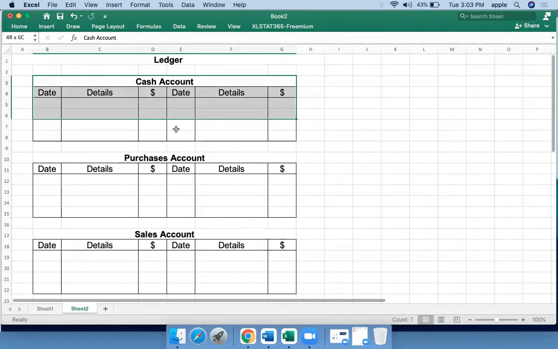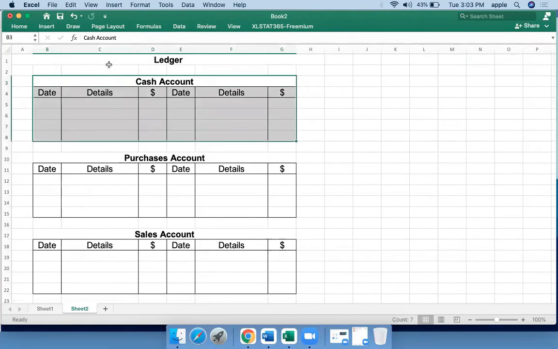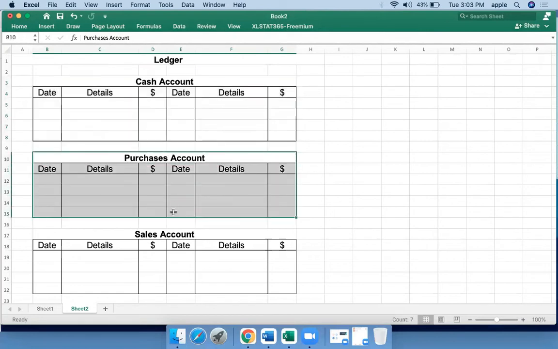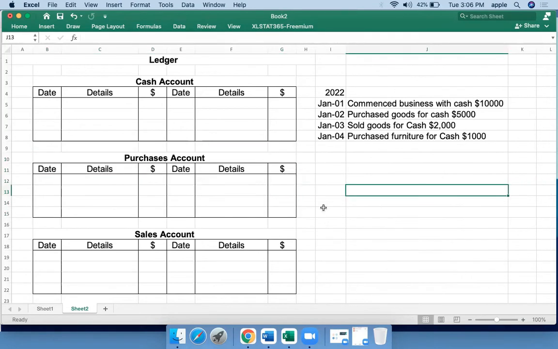This area is for cash only. This highlighted part is only for purchase. I will be giving you some transactions; please record those transactions. What will be the journal entry for the first transaction? Wait, sorry, I'm still drawing the format. I just wrote the transactions.